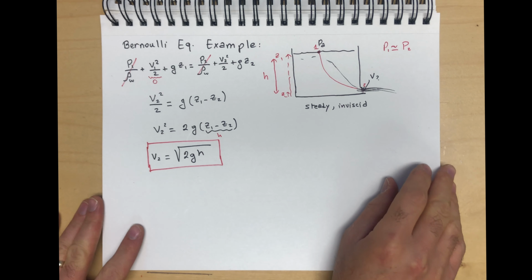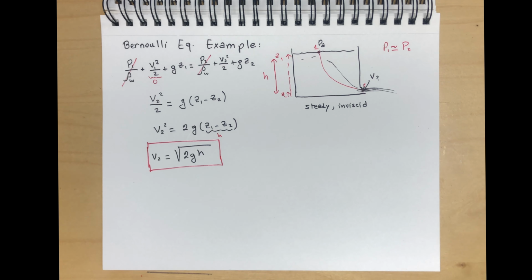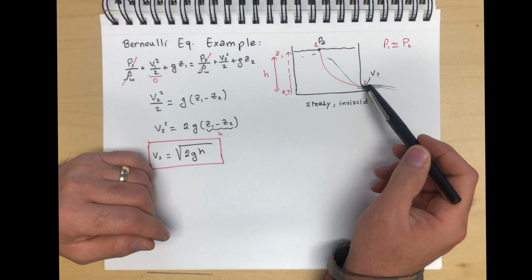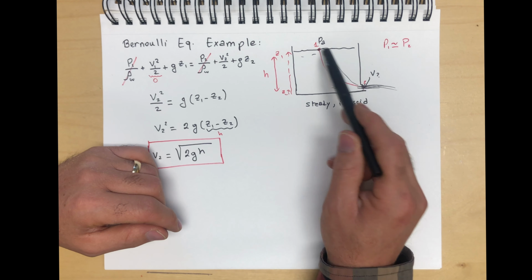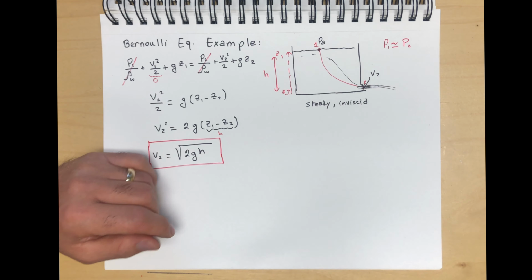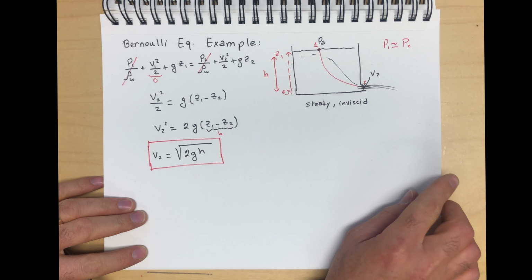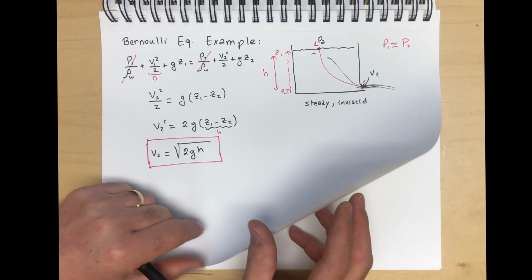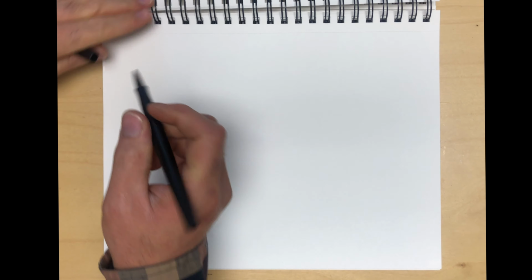Here's another example for Bernoulli. The previous example we did, we solved for the velocity exiting from a tank subject to a gravitational field. In the second example, we're going to ask the following question. So, Bernoulli example 2.